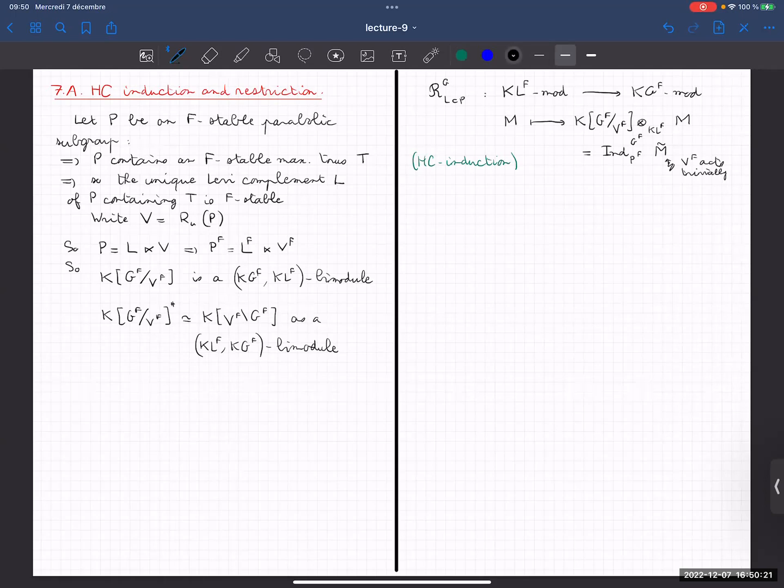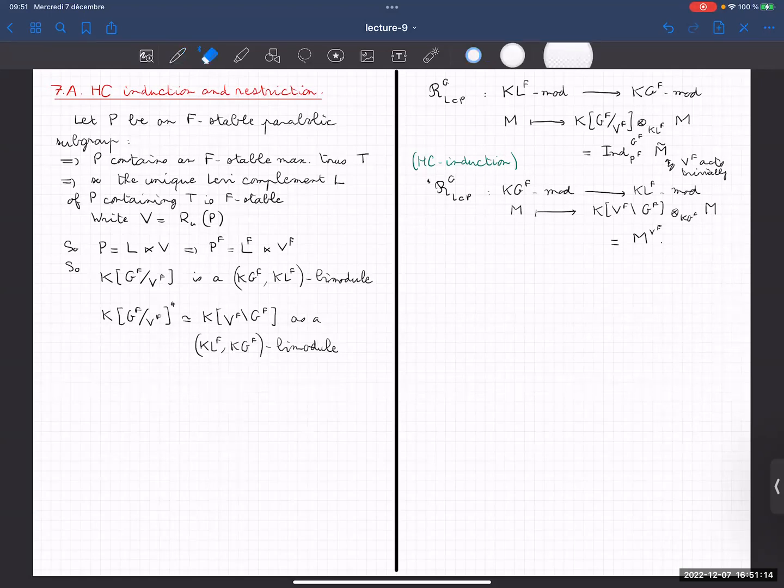And of course, you have a Harish-Chandra restriction, which is adjoint to this one. It goes from the category of KG^F-modules to the category of KL^F-modules. A module M is sent to its tensor product with the dual bimodule. And again, as in the case of SL2, it can be proved that this is isomorphic to the fixed points of the finite group V^F acting on M. Since L^F normalizes V^F, the fixed points under V^F become a KL^F-module, and this is the Harish-Chandra restriction.